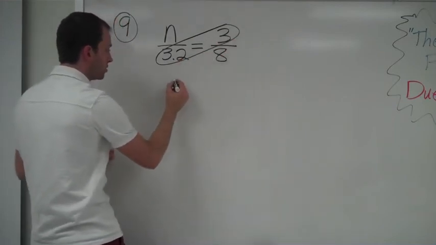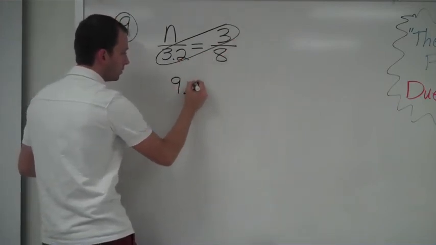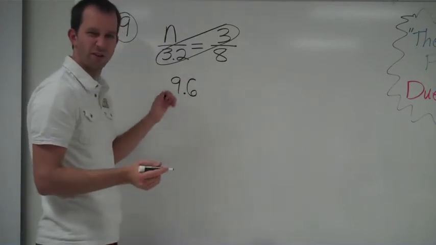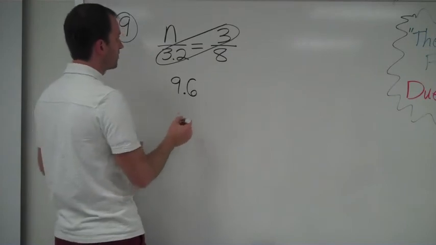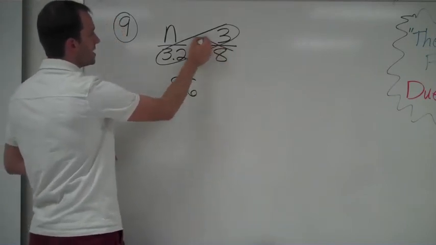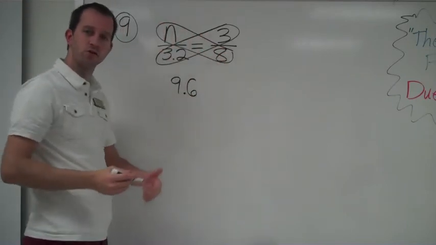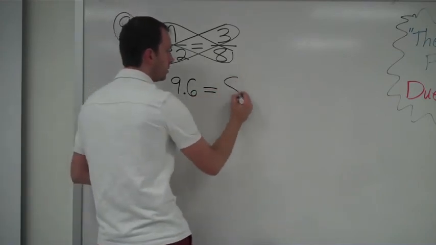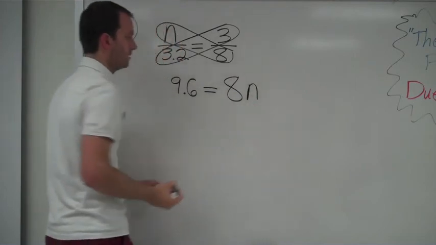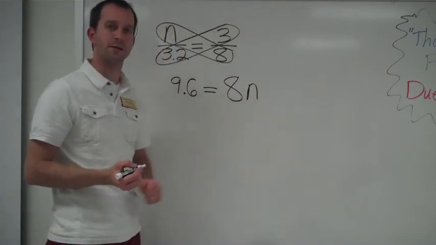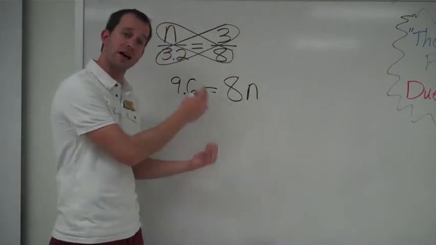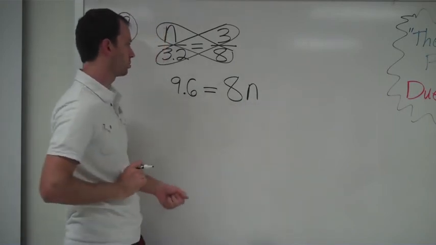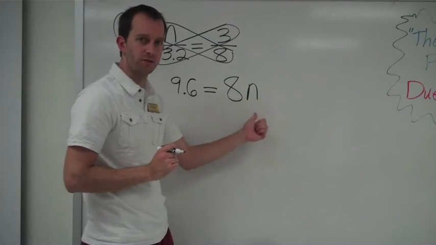3 times 3.2 is 9.6. It's not a very good 6. Let's pretend it's a great 6. Our other cross product is 8 times n. For those of you who have been in class, you know now, 8 times n is written 8n. This represents 8 times n. And this is great, but this is not our answer. I am not interested in what 8 times n equals. I want to know what n by itself equals.